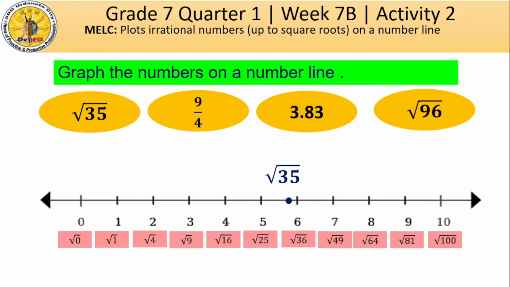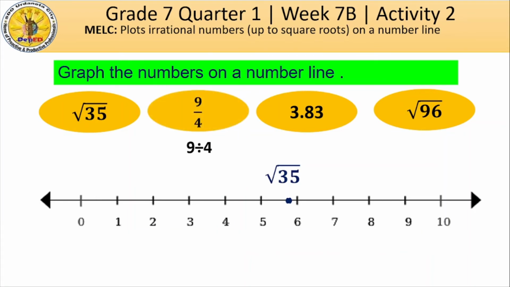Next, let us plot 9/4. So since we are dealing with fractions, it will be easier for us to plot it on the number line by translating this into decimals. So 9/4 is equivalent to 9 divided by 4. And 9 divided by 4 is equivalent to 2 and 25 hundredths. Now, let us locate 2 and 25 hundredths on the number line. And we know that 2 and 25 hundredths is just 1/4 more than 2 on the number line. So it's located here. And here is where 9/4 is located.